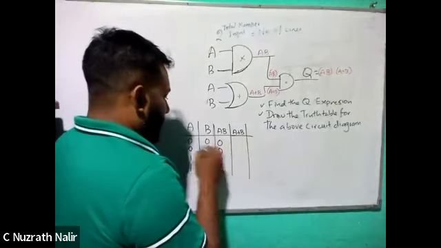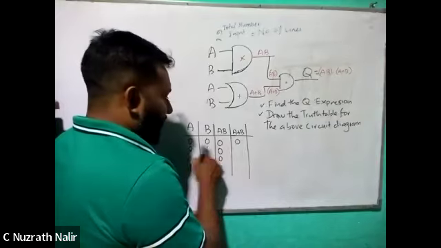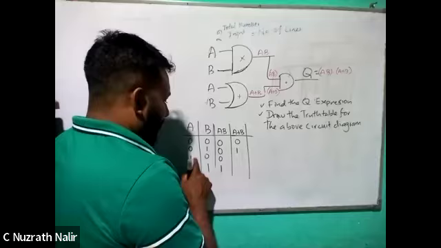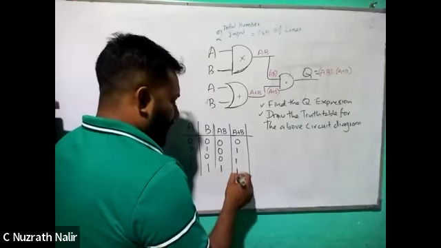Then A plus B. 0 plus 0 is equal to 0. 0 plus 1 is equal to 1. 1 plus 0 is equal to 1. 1 plus 1 is equal to 1.